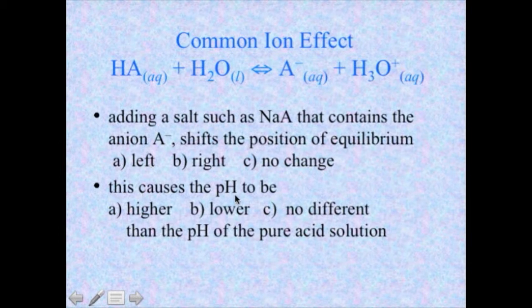And this causes the pH to be what? Higher, lower, no different? Well, if you're decreasing the acidity of the solution by diminishing the concentration of hydronium ion, the pH is going to be higher. Remember, the higher the pH, the less acidic the solution is. So if we diminish hydronium ion by shifting this equilibrium to the left, the pH is going to be higher than the pH of the pure acid solution.